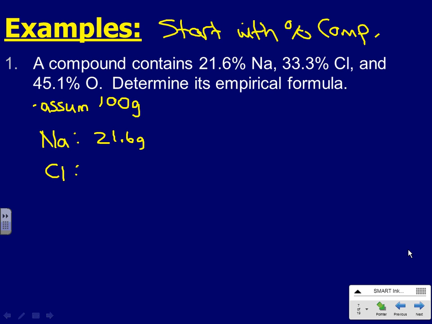I'm going to do it for everybody here. Cl is going to be 33.3 grams, and O is going to be 45.1 grams. Excellent. We're on our way now. In that sample of substance, there are those grams of that substance. What do I eventually need to find? Moles. How am I going to turn my grams of sodium into moles of sodium? How do I turn mass into moles?